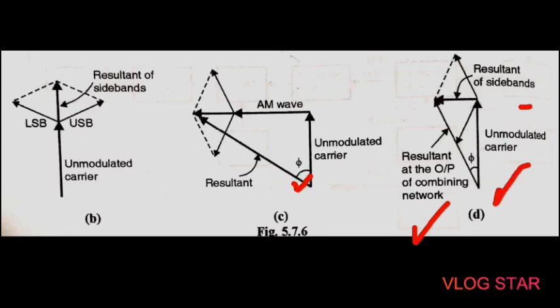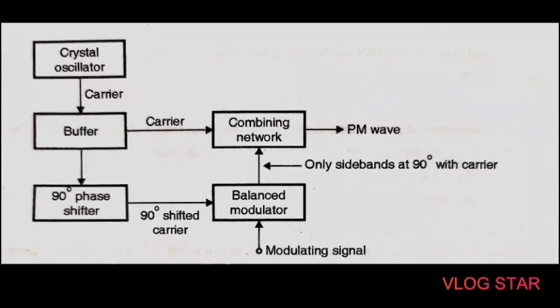So now as the modulation index increases, the amplitude of the resultant of sidebands will increase, and this will change the angle phi also. So the resultant at the output of the combining network is phase modulated, and there is a slight amplitude variation in the output of the combining network which can be eliminated by using this amplitude limiter. So the phase modulating circuit is shown in this figure.